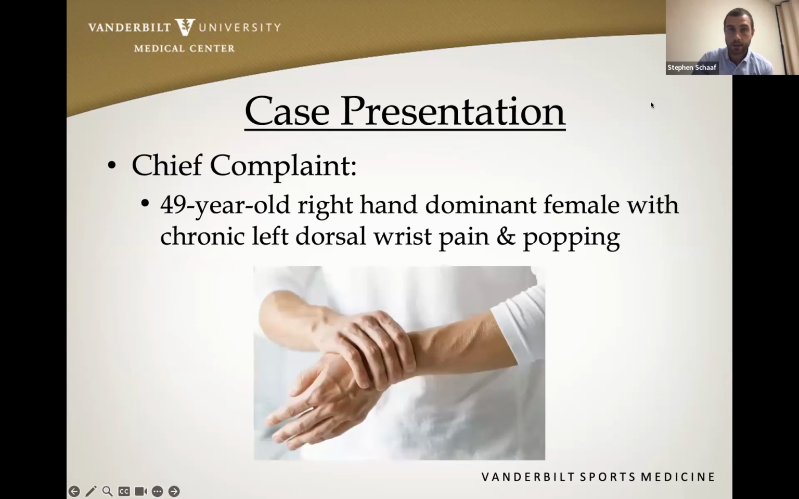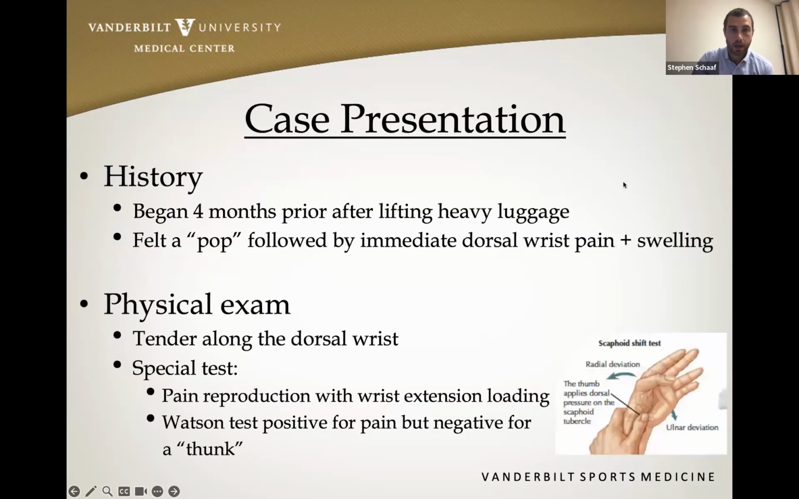The case that we had was a 49-year-old right-hand dominant female who had a history of chronic left dorsal wrist pain and popping. The history is that it had developed around 4 months earlier. She worked as an airline flight attendant, and she was lifting some heavy luggage. When she did this, she immediately felt a pop, which was then followed by dorsal wrist pain and swelling.